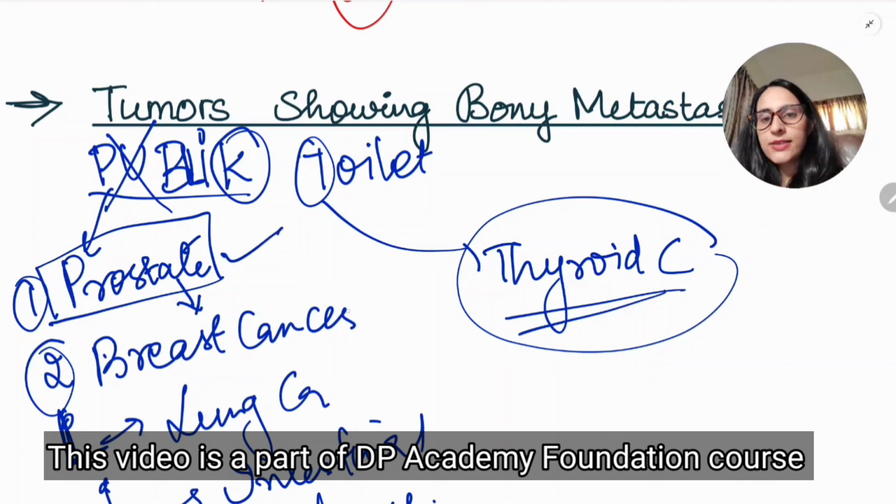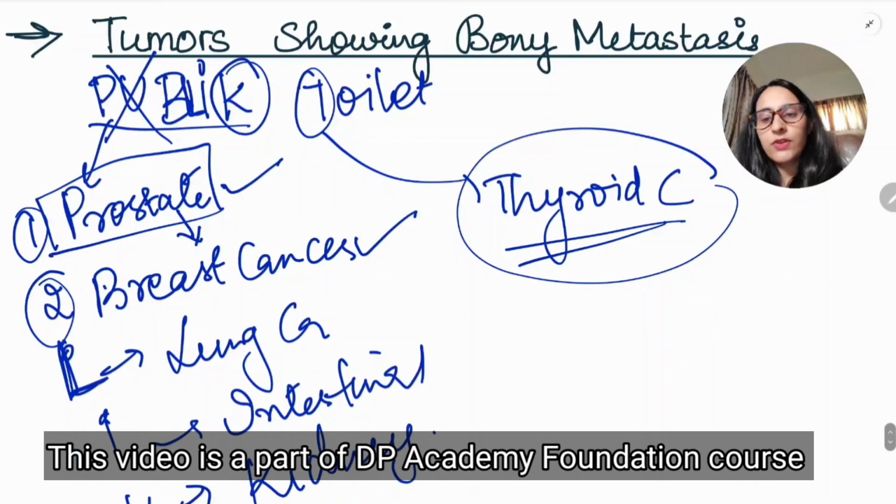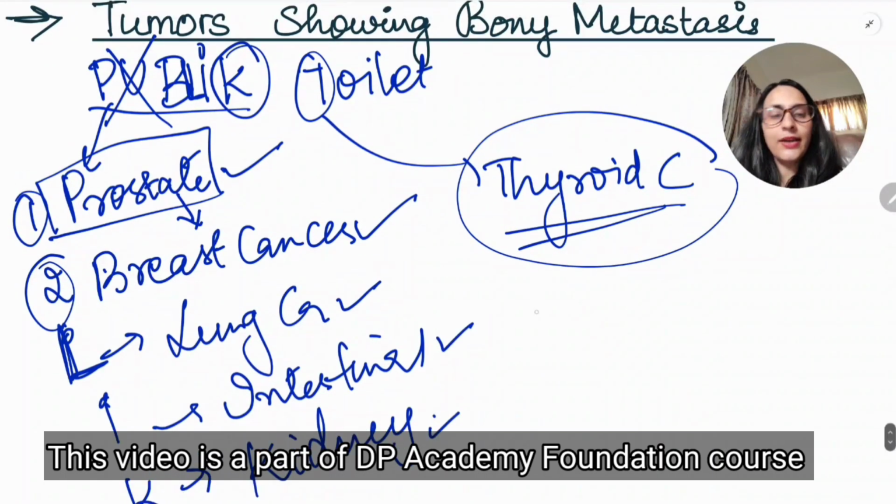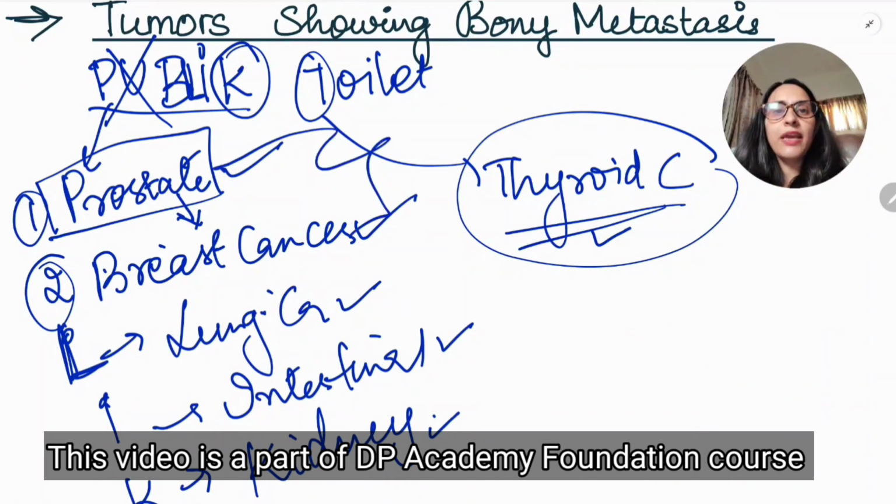Public toilet. P for prostate cancer, B for breast cancer, U there is nothing with U. L is the lung cancer, I is the intestinal cancer, K is the kidney, and T for thyroid. So prostate and breast cancer are the cancers that can go and sit in the bone. Either they can make the bone or break the bone. The prostate cancer is going to be osteoblastic. It is going to make the bone.